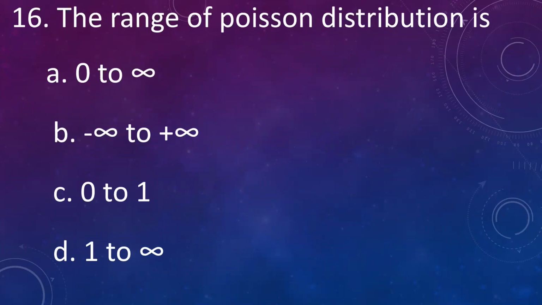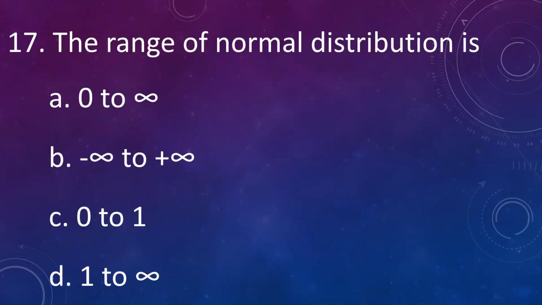The range of Poisson distribution is A, 0 to infinity; B, minus infinity to plus infinity; C, 0 to 1; D, 1 to infinity. Answer is 0 to infinity. The range of Poisson distribution is always the positive integers, that is 0 to infinity. The next question: the range of normal distribution is A, 0 to infinity; B, minus infinity to plus infinity; C, 0 to 1; D, 1 to infinity. Answer is minus infinity to plus infinity. That is the range of normal distribution.